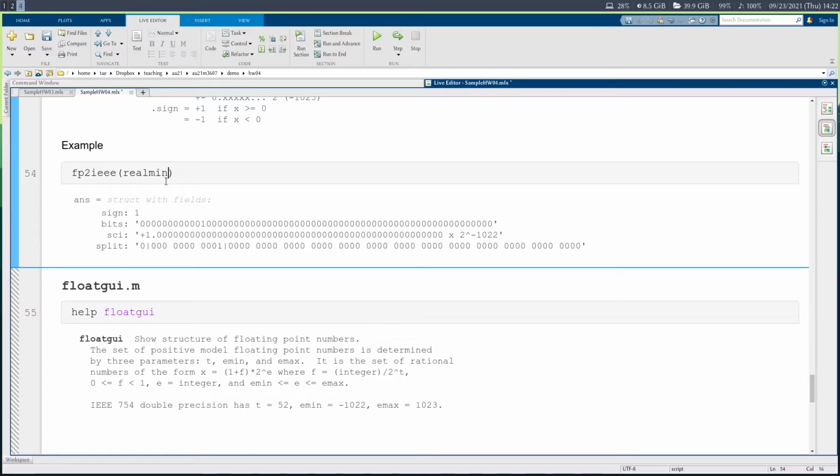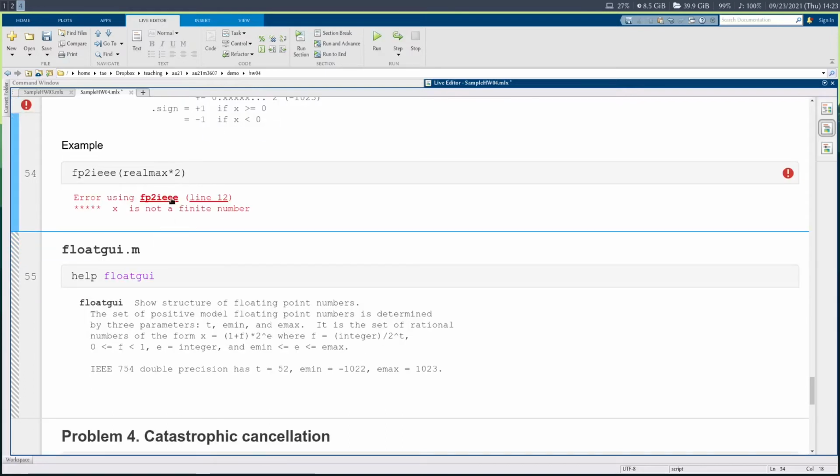When you do realmax, this is the largest exponent that you can obtain, and not only is the exponent as large as it can get, but we are filling all the mantissa bits with ones. So this is as large as we can get, and if you were to try to multiply this by 2, there's no more room and the program is going to complain.